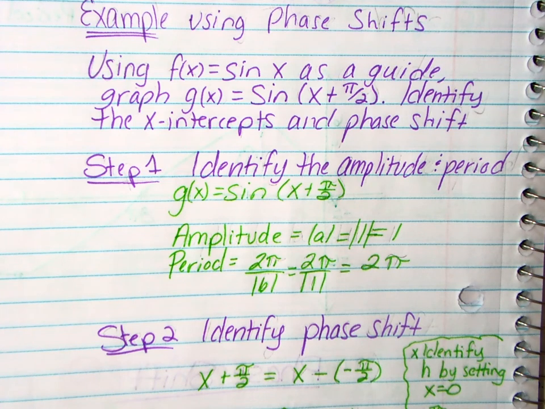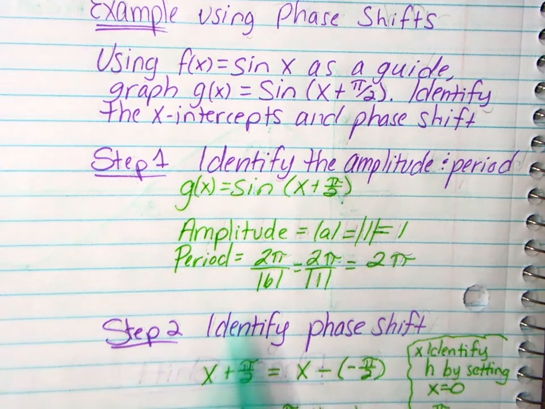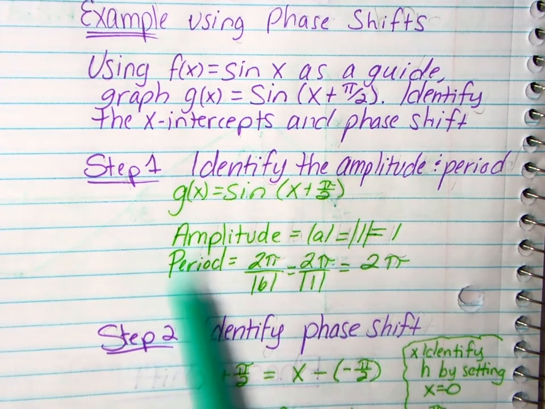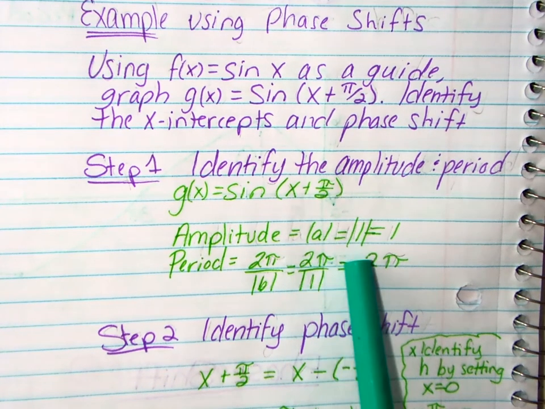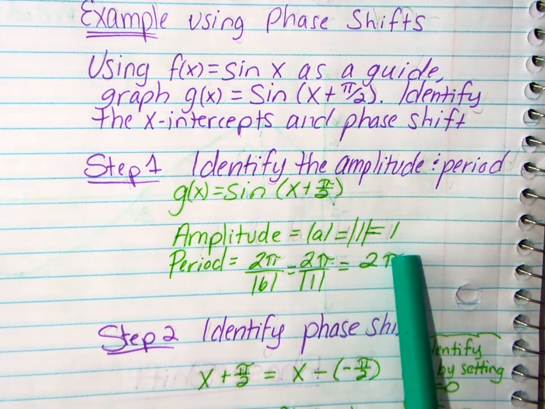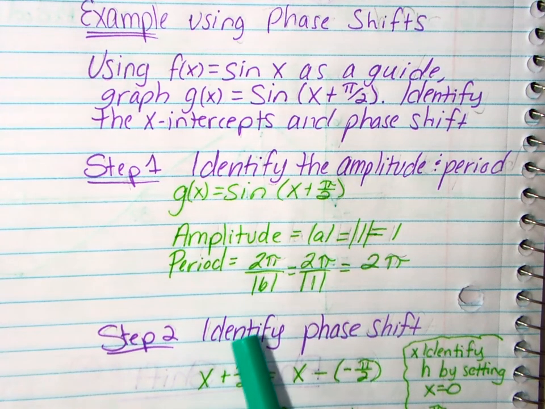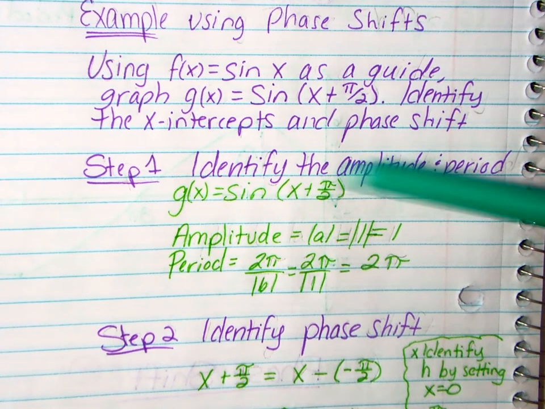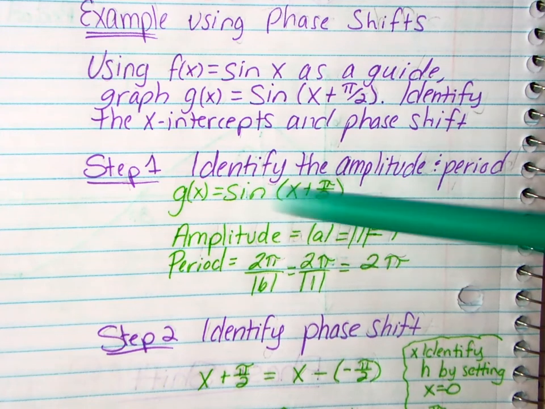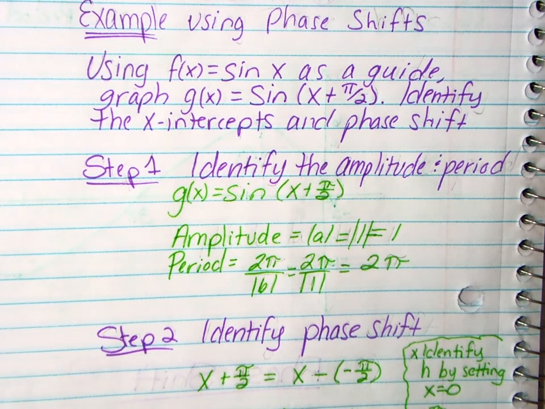So our step one, we always want to start with amplitude and period. Remember, our amplitude is our a in the front, so it's the absolute value of a, which is 1, which is still 1. Our period is 2 pi over the absolute value of b. Well, I don't see a number for b, so I know it's 1. So 2 pi is our period.